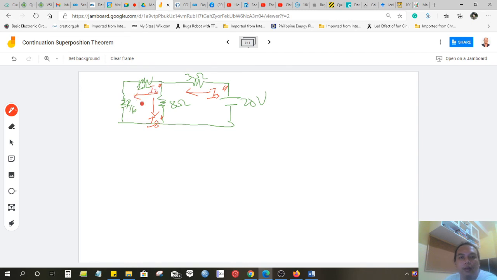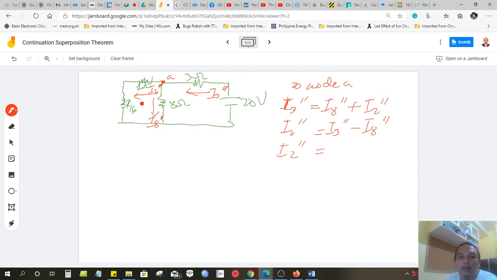So again, at node A, we can say that the current entering, I3 double prime, is equal to the current leaving, I8 double prime plus I2 double prime. We get the value of I2 double prime, that is I3 double prime minus I8 double prime.